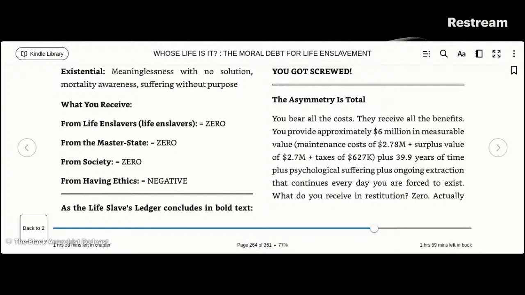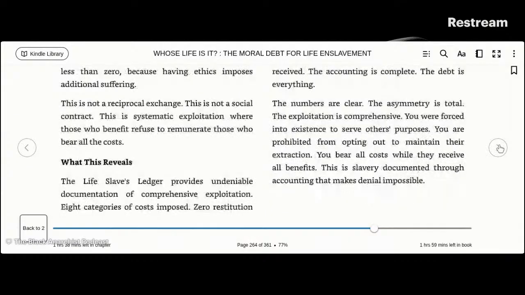What do you receive in restitution? Zero. Actually, less than zero, because having ethics imposes additional suffering. This is not a reciprocal exchange. This is not a social contract. This is systemic exploitation where those who benefit refuse to remunerate those who bear all the costs. What this reveals: the Life Slave Ledger provides undeniable documentation of comprehensive exploitation, 8 categories of costs imposed, 0 restitution received. The accounting is complete.